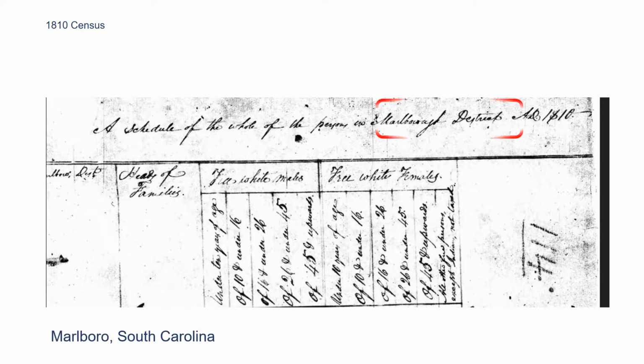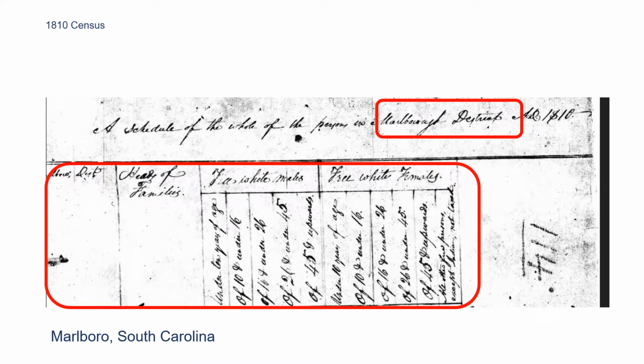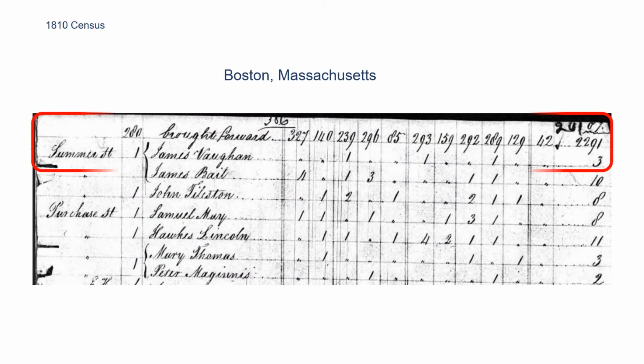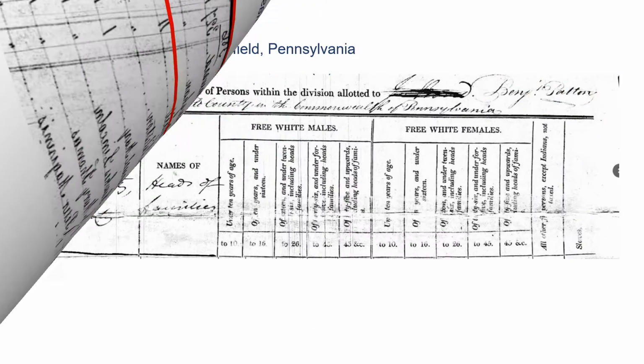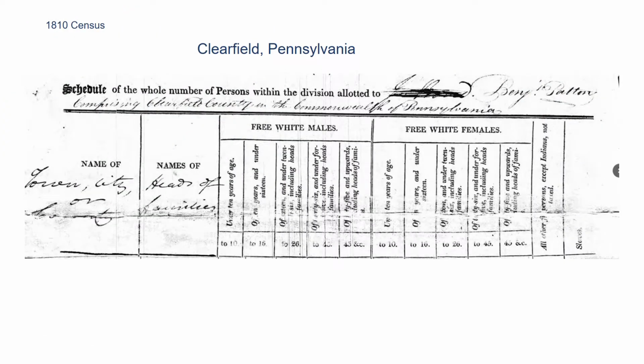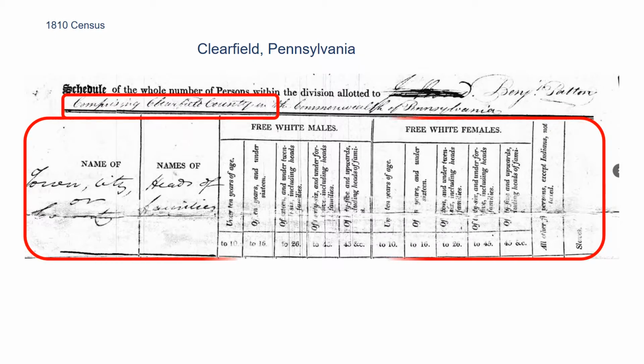This is from Marlboro, South Carolina. This provides handwritten headings. This is from Boston, Massachusetts. This census page has nothing to indicate what each column represents. This is from Clearfield, Pennsylvania. They used a form, which makes it much easier to read the information.